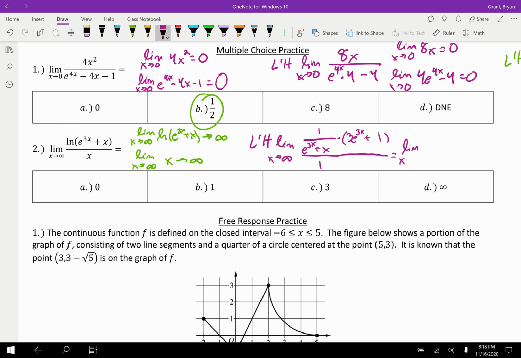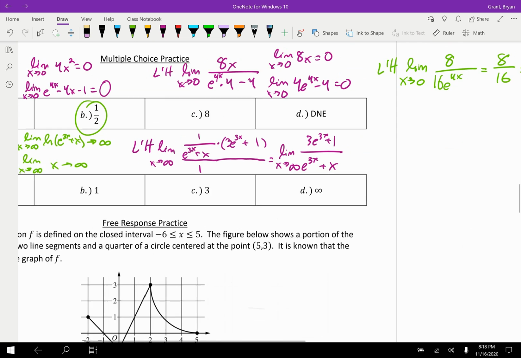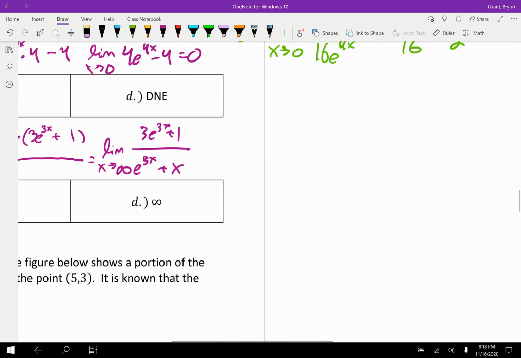So this is the limit as x approaches infinity of 3e to the 3x plus 1 over e to the 3x plus x. Well, looking here, I think we're again going to find infinity over infinity. And I'm running out of room, so I'm going to use my infinite paper off to the side. I apologize. We'll show this one more time. It's good practice. 3e to the 3x plus 1 goes to infinity. And also, e to the 3x plus x goes to infinity.